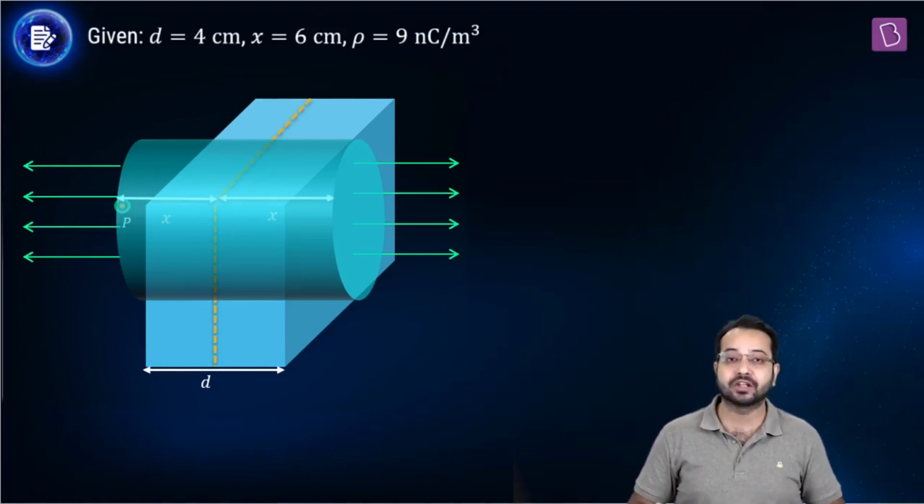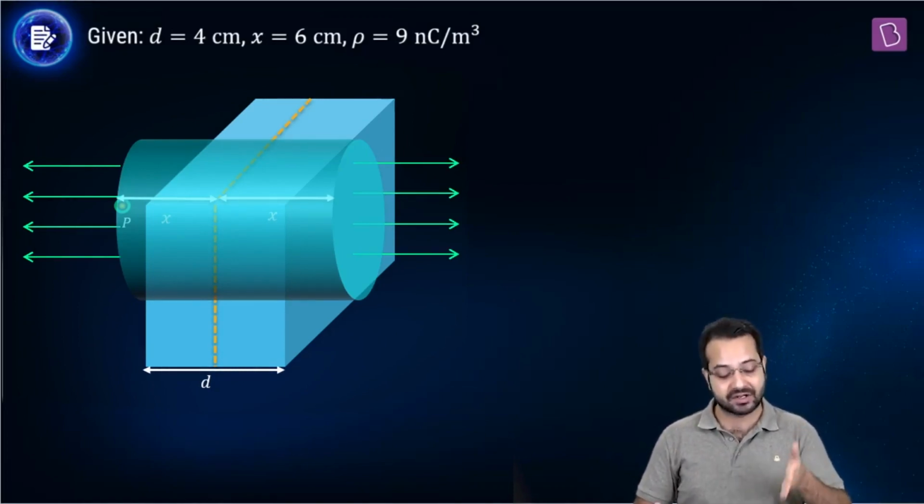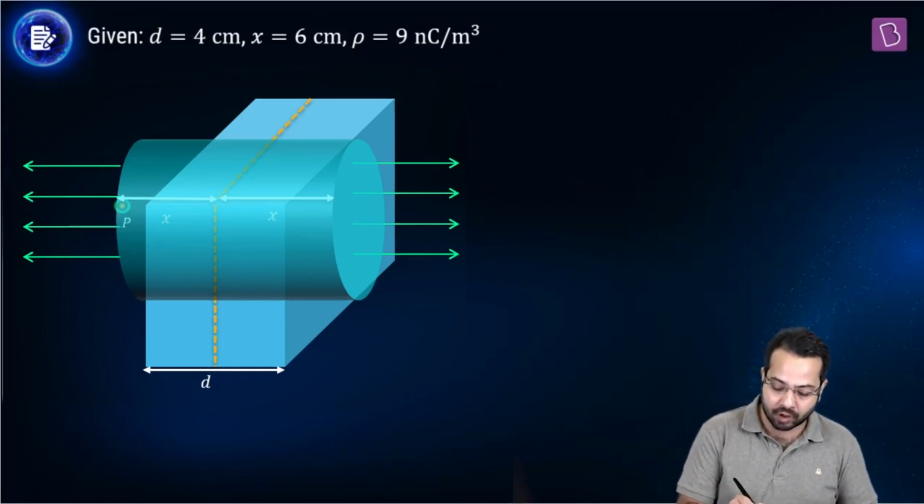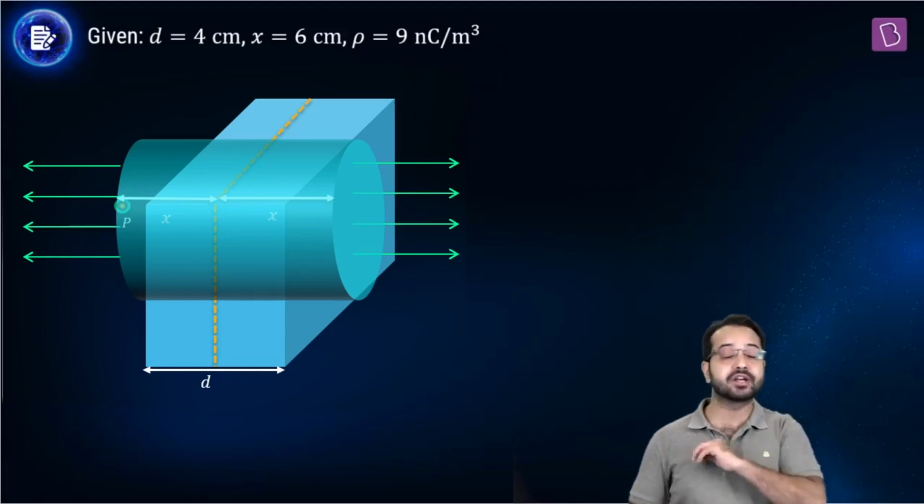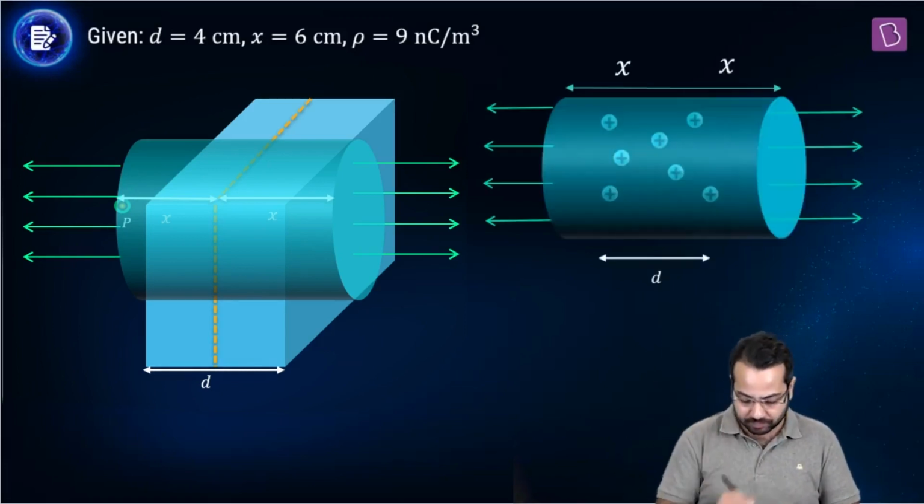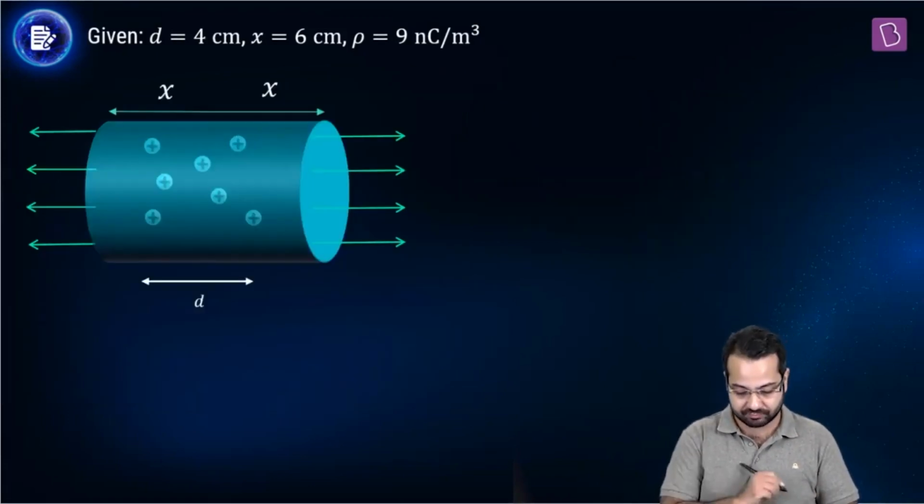Again the length of this cylinder is 2x and it is symmetrically placed about the central line. And we know that the electric field is going to be like this. We have already discussed it. And since the situation is absolutely symmetrical at all points, the magnitude of electric field is going to be the same. All right, perfect. So this is the situation. Now let's do the calculation.